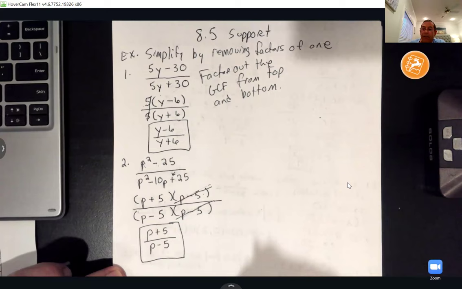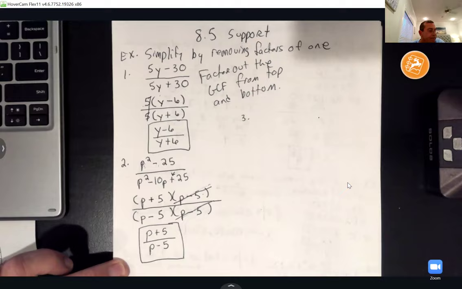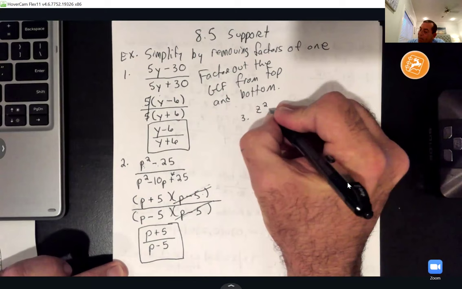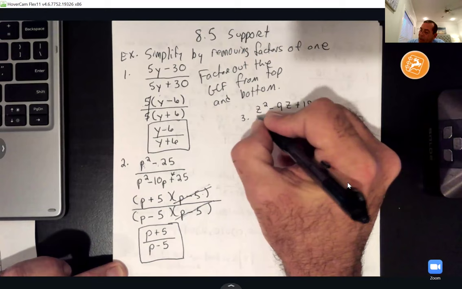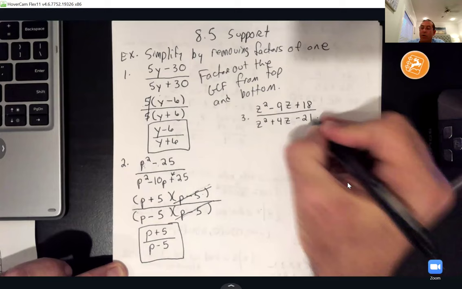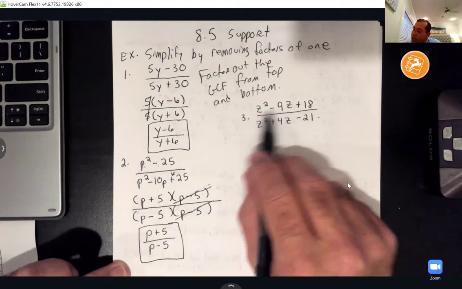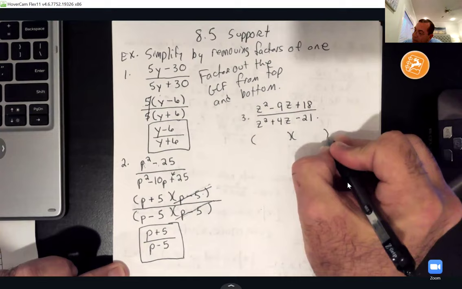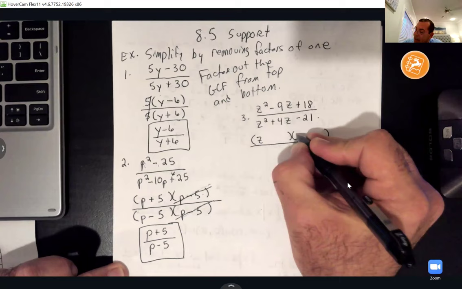So y'all, let me do the last one. So this one is (z squared minus 9z plus 18) over (z squared plus 4z minus 21). So both of these are trinomials, so there's no greatest common factor on top. So we're going to factor it out. So z squared is a z and a z.